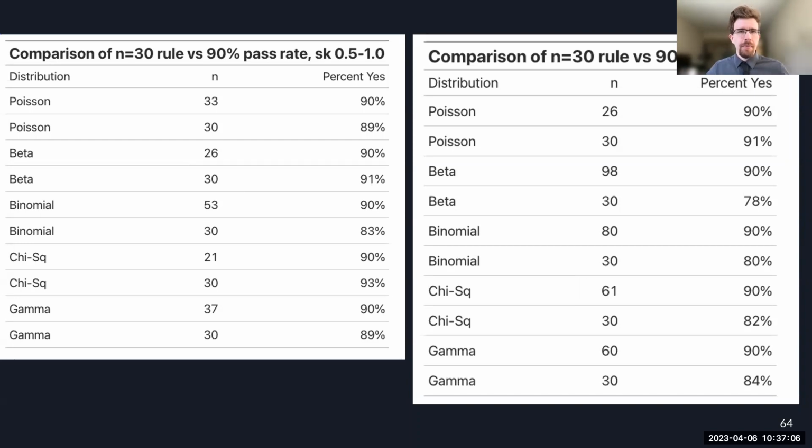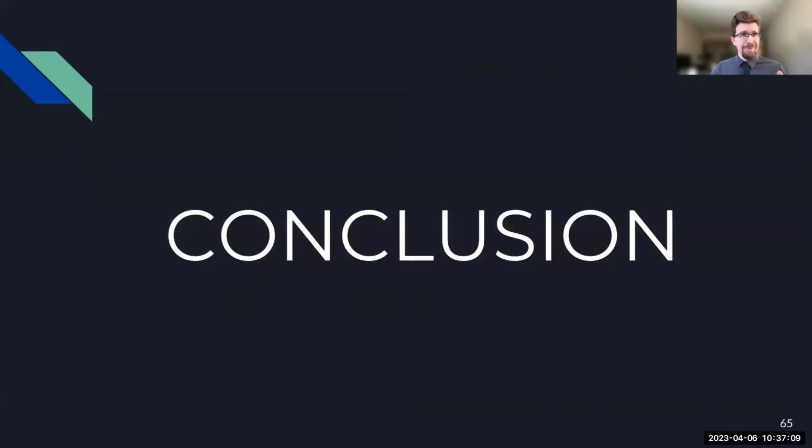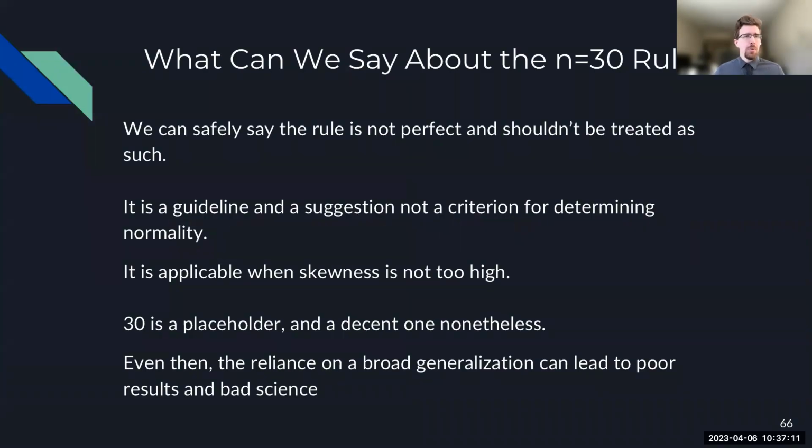So what does all this mean? Let's sum things up. What can we say about the N equal to 30 rule of thumb? Well, we can say that the rule is not perfect and it shouldn't be treated as such. It's a guideline and a suggestion, certainly not a criterion for determining normality. It should be treated with care. It is applicable when skewness is not too high, and 30 works as a placeholder, but very much that, a placeholder. It's meant to be delicately used and not applied blindly. Be very careful with reliance on broad generalizations. They are dangerous, they are alluring, and they often get you in trouble.